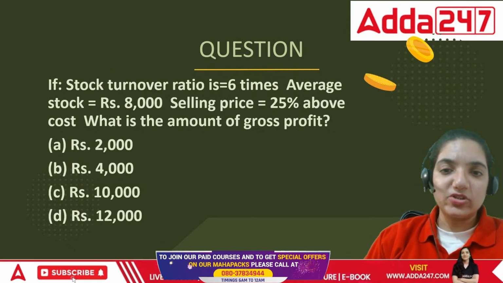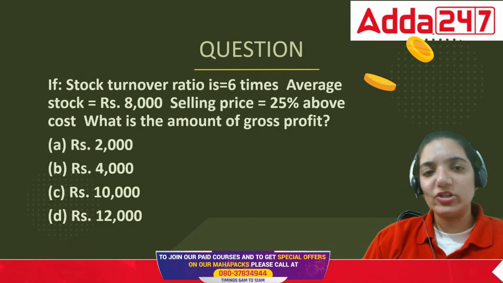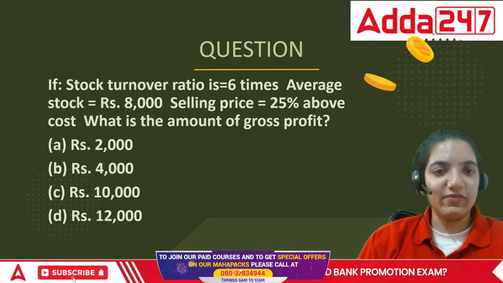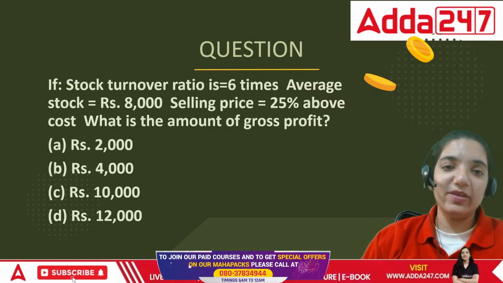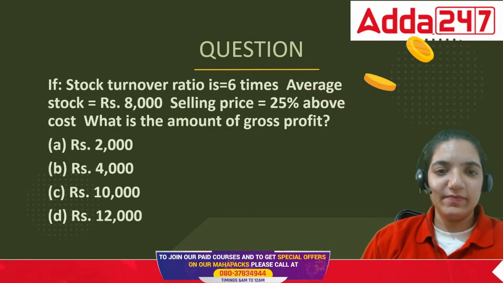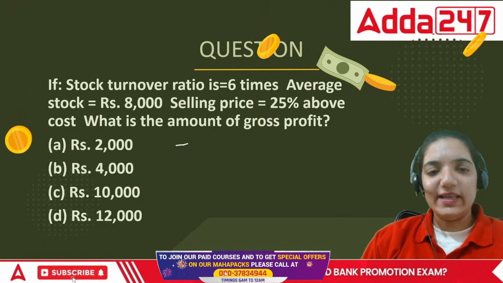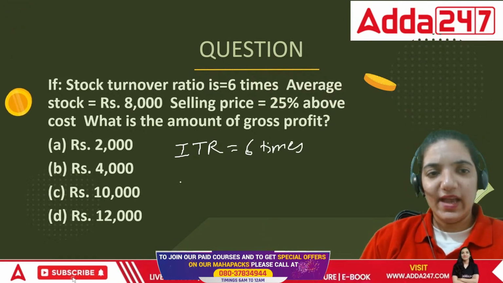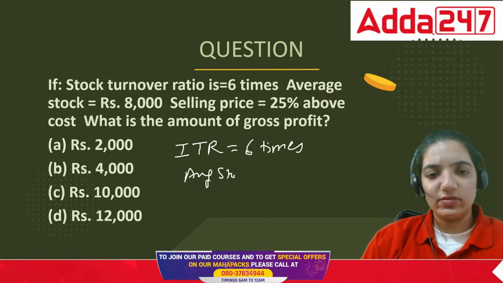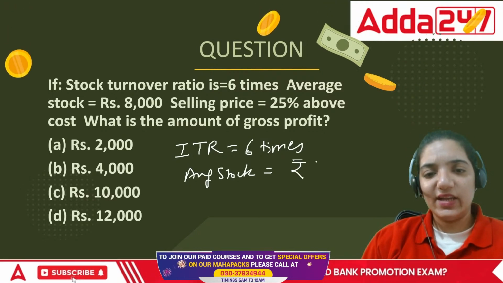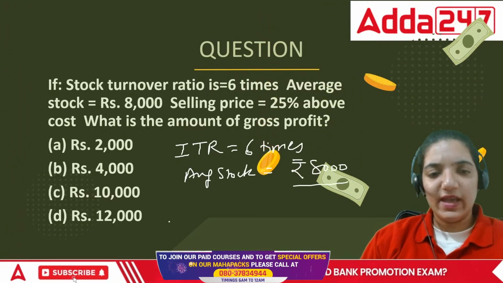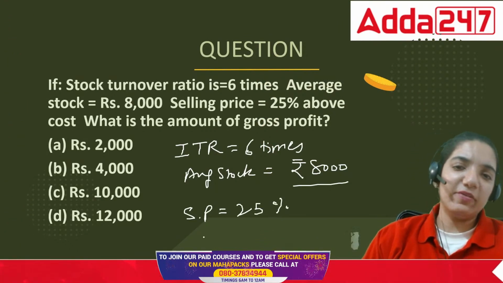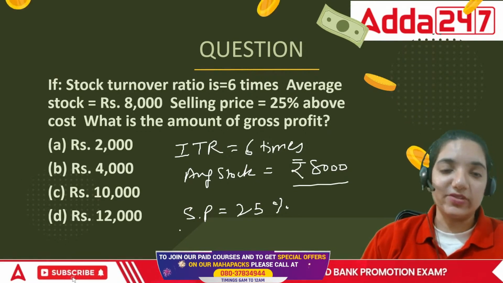Next point, it talks about if the stock turnover ratio is 6 times, average stock is 8,000, and selling price is equal to 25% above cost. What is the amount of GP? If the ITR or STR is equal to 6 times and average stock is rupees 8,000 and selling price is 25% above cost, let's find out the cost first.